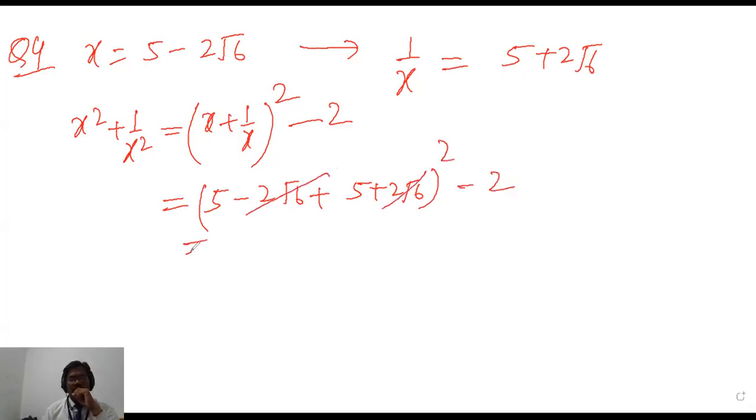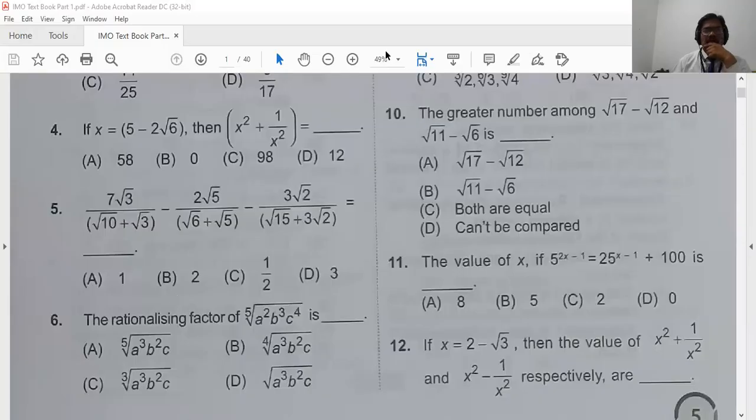This will get cancelled out. This is 10 square minus 2, that is 98. Now check which one is the correct option. 98. Let me share the textbook screen. 98 means C part is the correct option. Now fifth part, do yourself this question. Only rationalization is important. Rationalizing by these, you can get the answer.